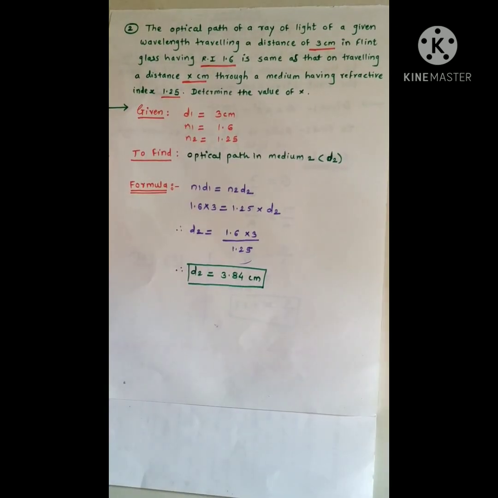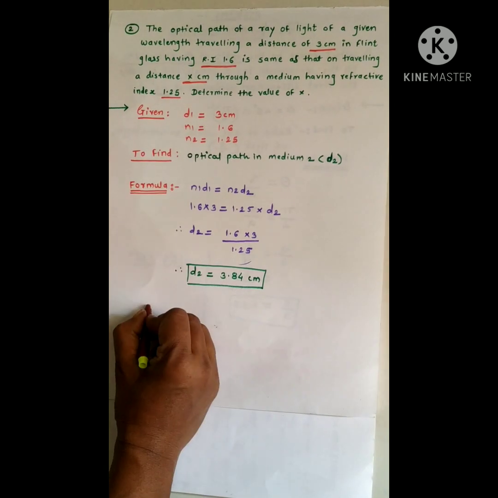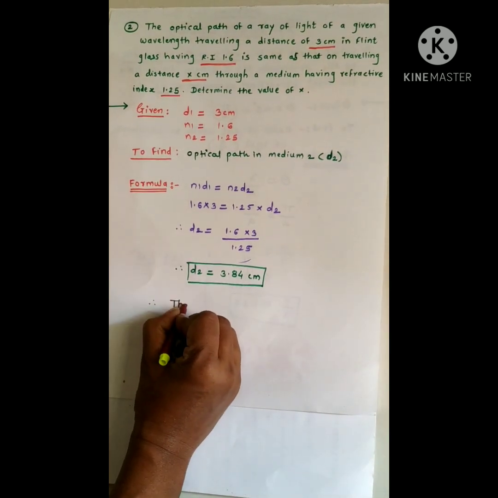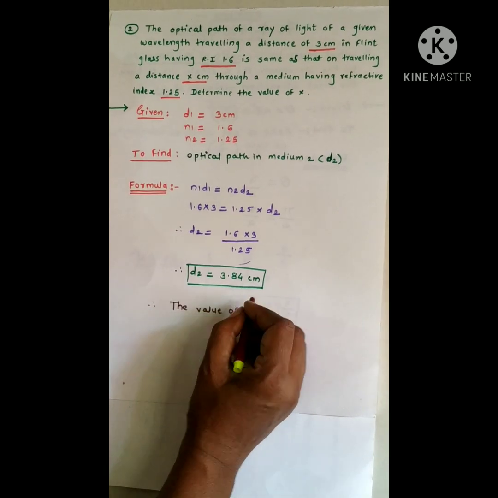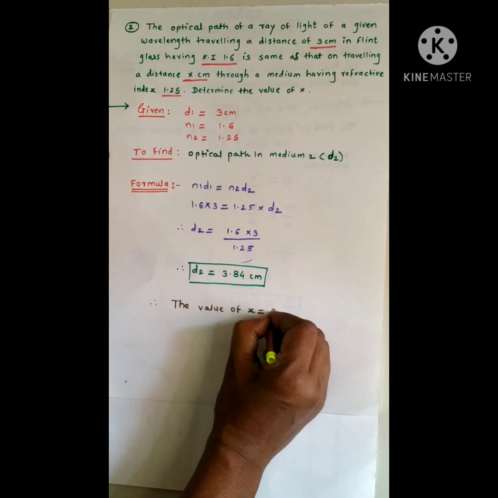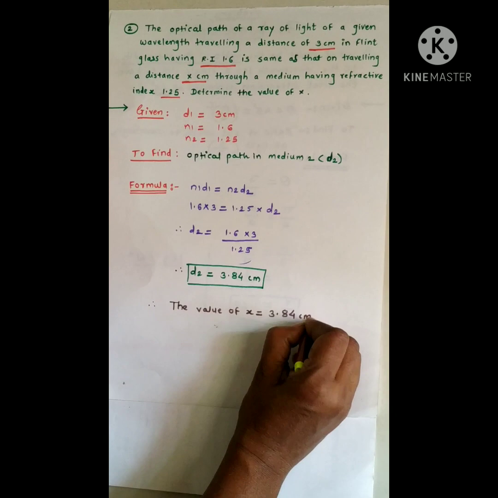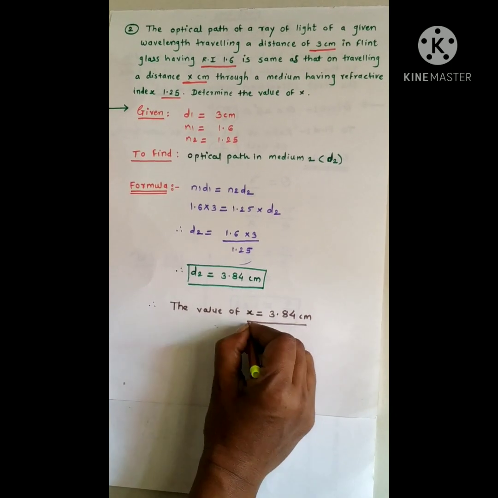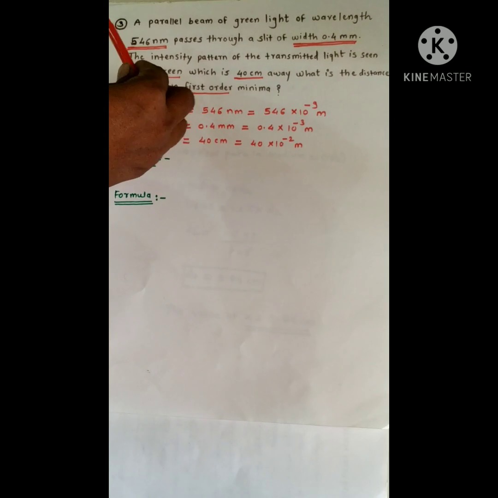Now we will write like this. Therefore, the value of x is equal to 3.84 centimeter. Okay, get it? Now next problem. Okay, see, third problem.